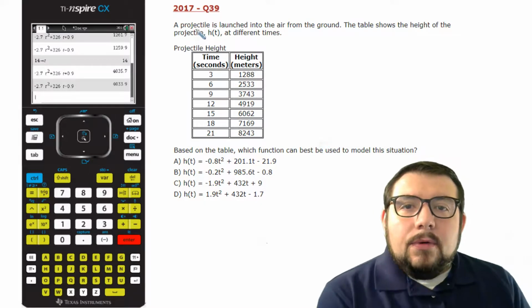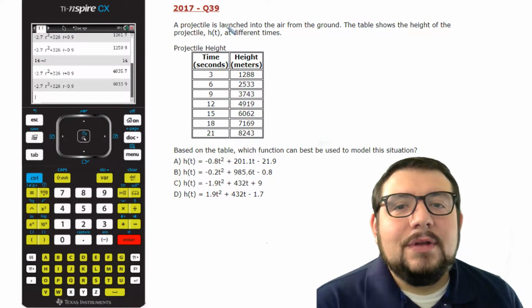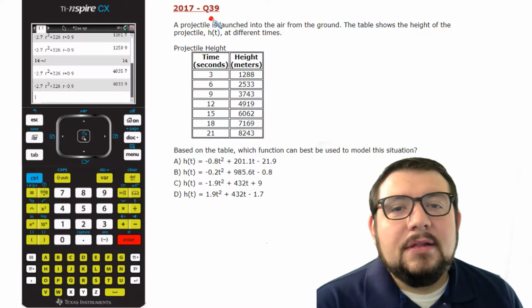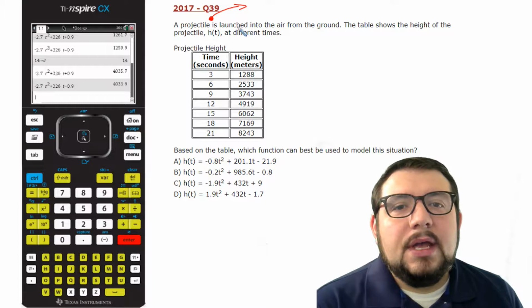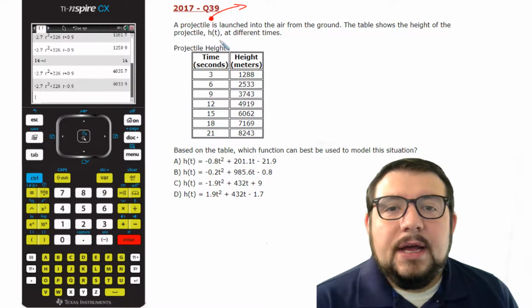our words here, and it says a projectile is launched into the air from the ground. Okay, a projectile is anything that you launch into the air. Can be a rocket ship, can be a boulder, can be a cannonball, can be anything you want. The table shows the height of the projectile h of t at different times.